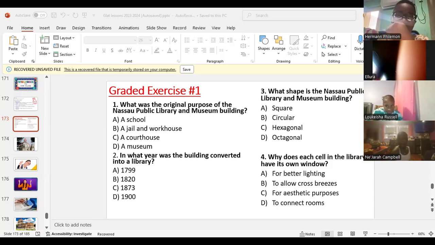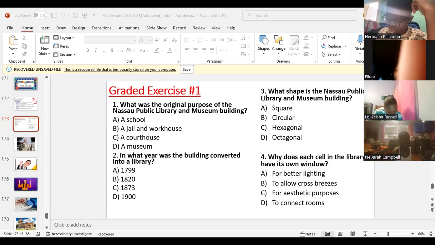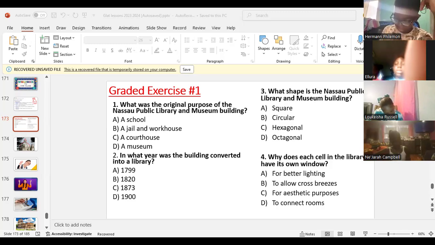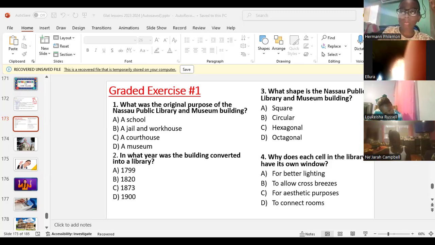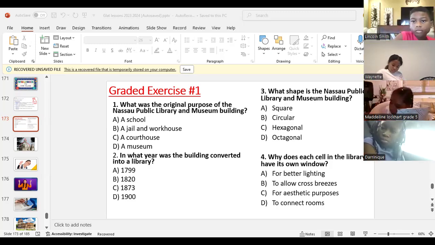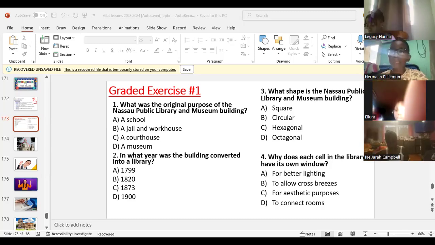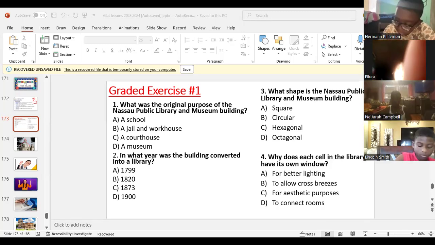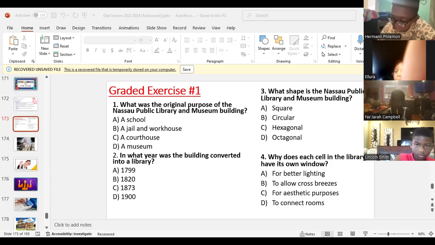Allura, what number you on? Where's Allura? I'm on number 3. Number 3, okay, good. And Herman, what number you on? I'm on number 5. Number 5, okay. That's good. Seth, where's Seth? Right here. What number you on, Seth? I'm about to end number 2. Okay, good.